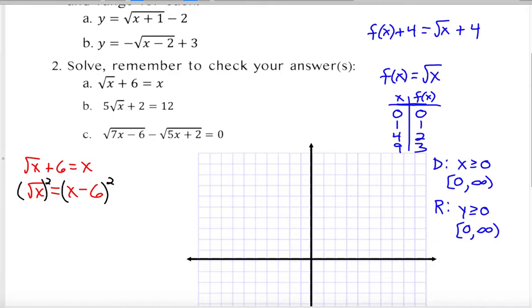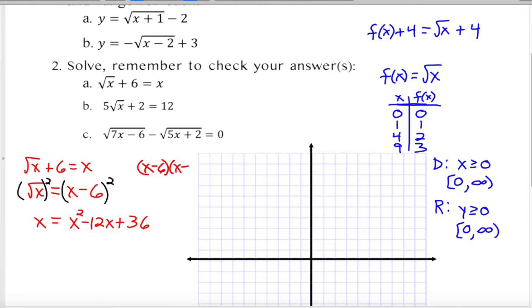Square root of x squared just gives me x. x minus 6 squared means x minus 6 times x minus 6. And if you FOIL, you'll get x squared minus 12x plus 36. Okay, if you have to work that out on the side, work that out on the side.